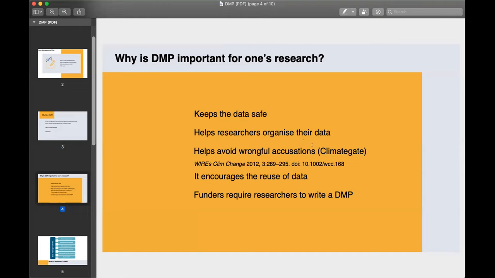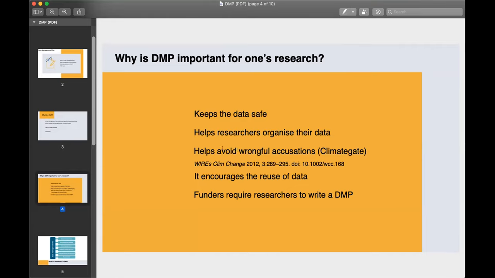First of all, it is for the sake of their own research. It keeps the data safe because data can be lost, it can be inaccessible. Creating data can be expensive, not only in a monetary sense, but it takes time and human resources to collect data, and often it is completely impossible to recreate the data.